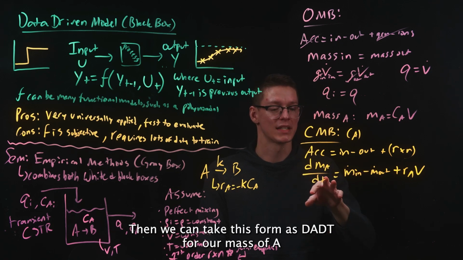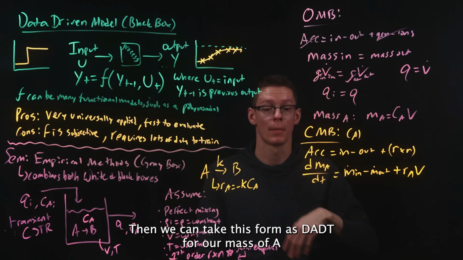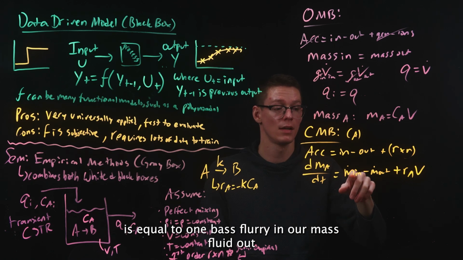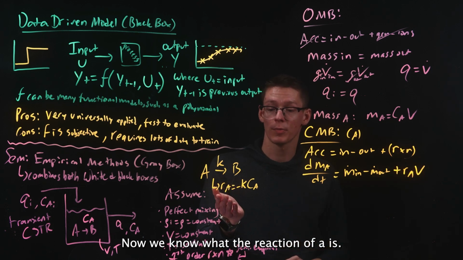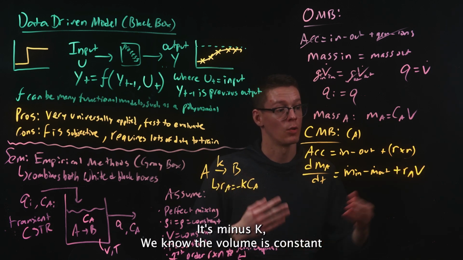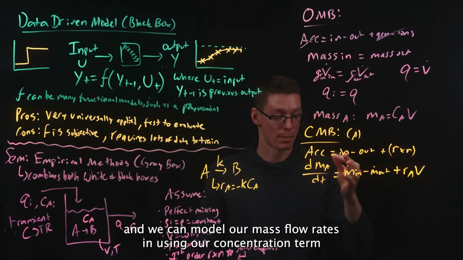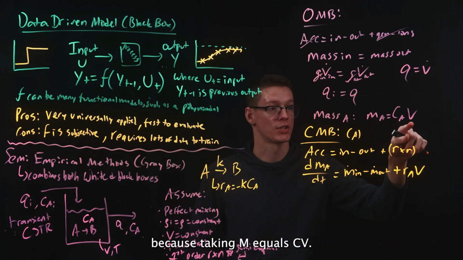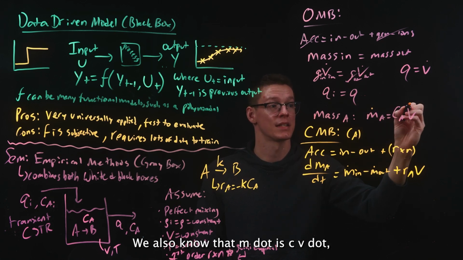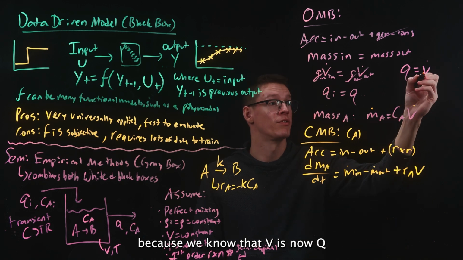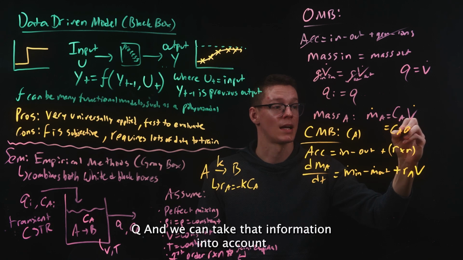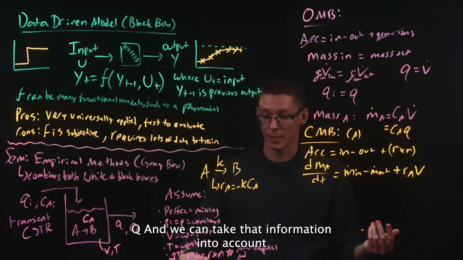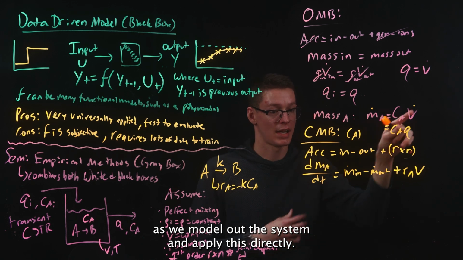Ultimately then, we can take this form as d/dt of our mass of A is equal to our mass flow rate in, our mass flow rate out, and a reaction of A with the volume of the system. Now we know what the reaction of A is. It's minus kCA. We know the volume is constant, and we can model our mass flow rates using our concentration term. Because taking m equals CV, we also know that m dot is C V dot. Because we know that V dot is now Q, then we can actually use this approach to say CA times Q. And we can take that information into account as we model out the system and apply this directly.